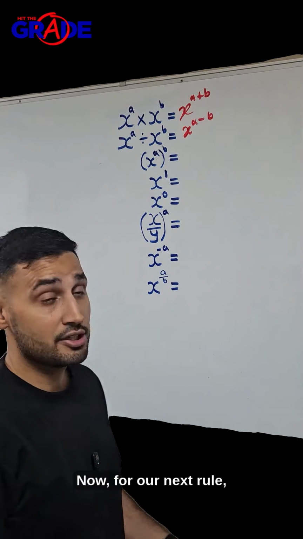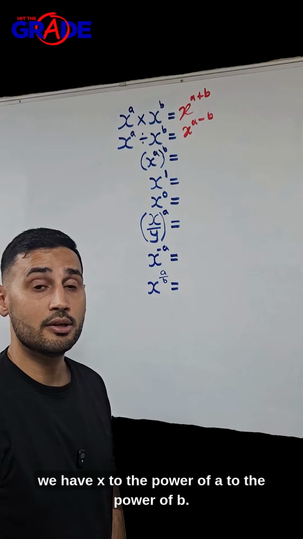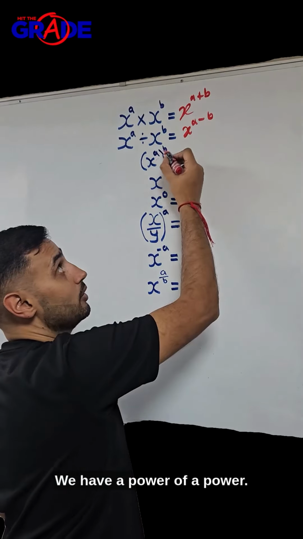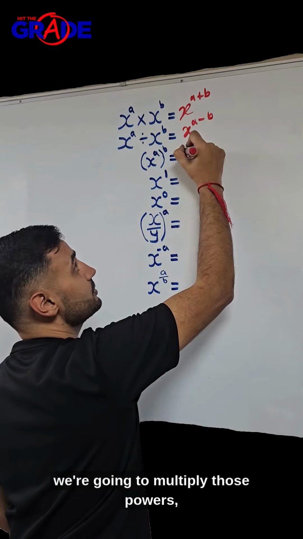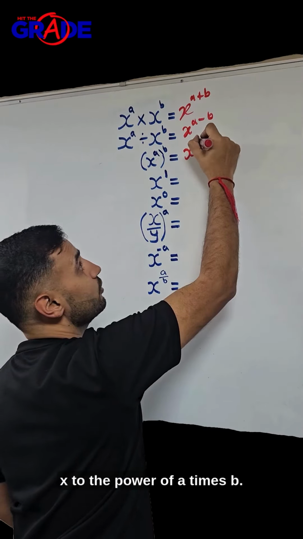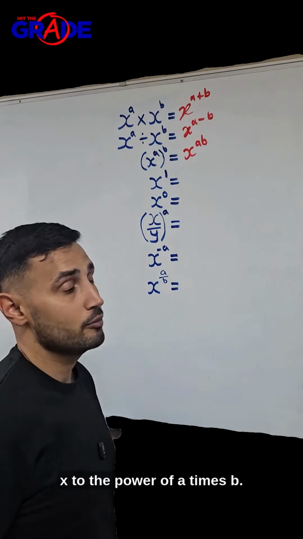Now, for our next rule, we have x to the power of a to the power of b. We have a power of a power. And when that happens, we're going to multiply those powers. X to the power of a times b.